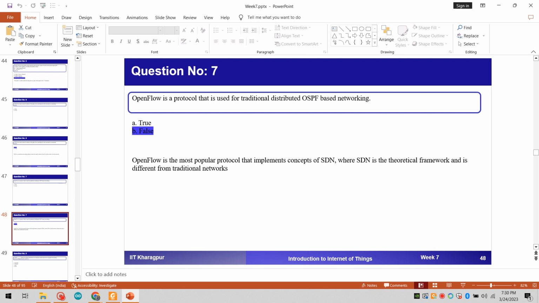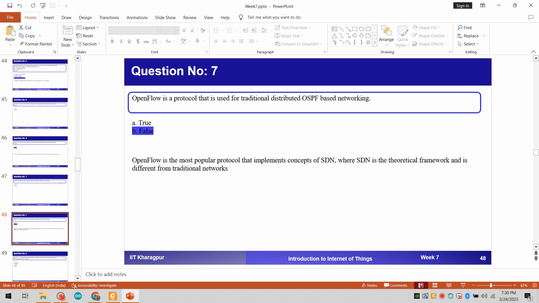Basically, OpenFlow was made for SDN, right? Where there is one centralized controller which is going to handle the flow of the whole network. However, OSPF is the routing protocol which is used in your traditional networks where there is no SDN.